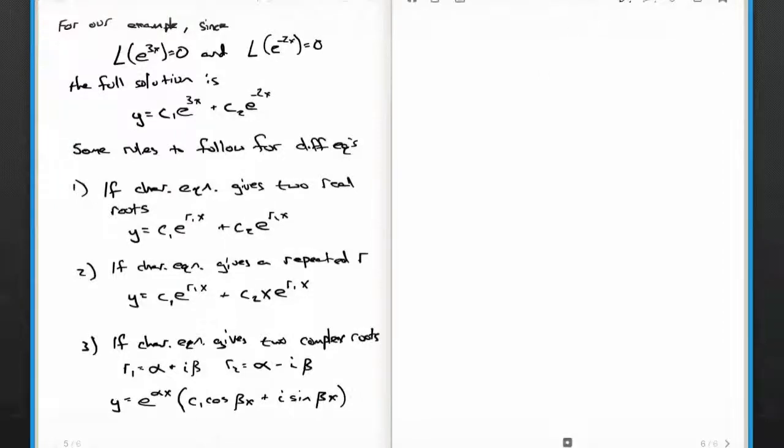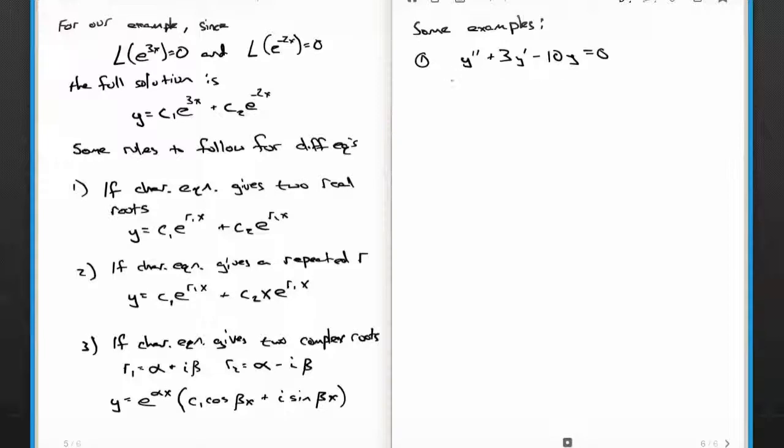Okay, well, welcome back. And now we're going to just apply what we learned here by working a couple examples. All right. Example 1. Let's say we have y double prime plus 3y prime minus 10y equals 0.